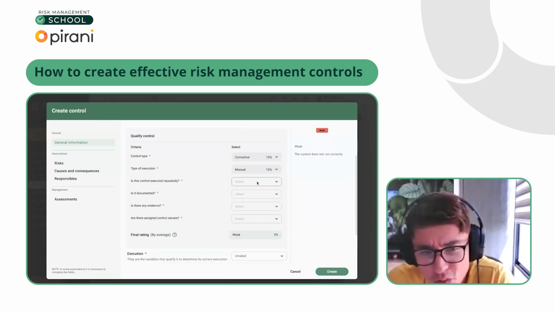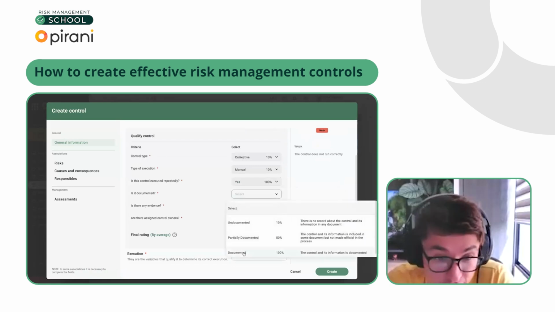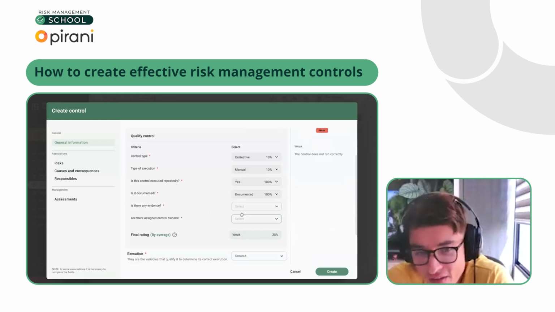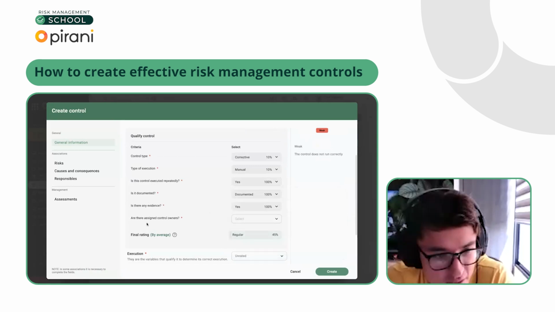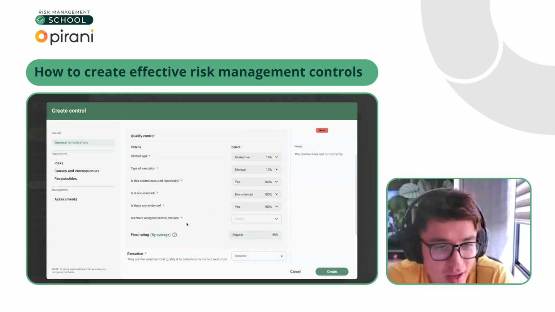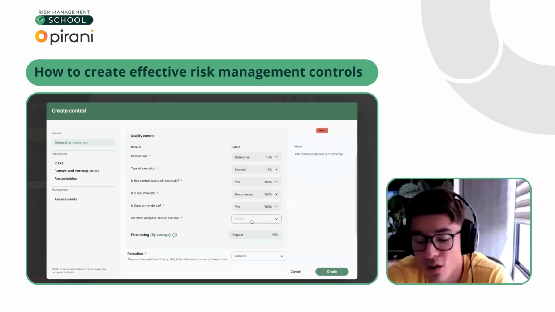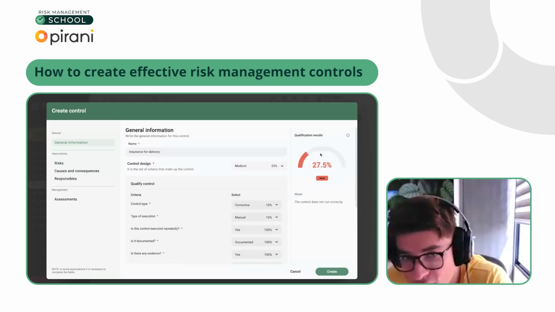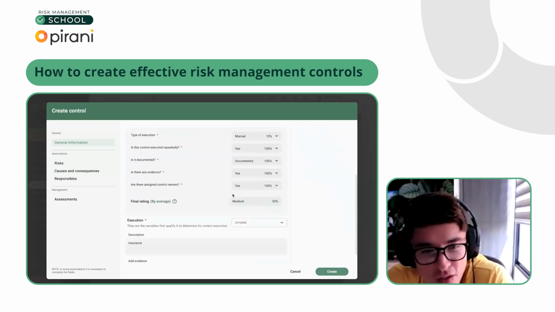Is this control executed repeatedly? Yes. Is it documented? I hope so. Is there any evidence? We need to have a contract of the insurance, of course. So you need to put yes. Is there any control owner who is also responsible? They need to deal with the contract or to call or whatever. So maybe you need to put yes. So look at that. We changed the qualification of the control.